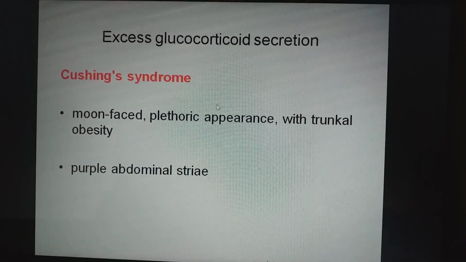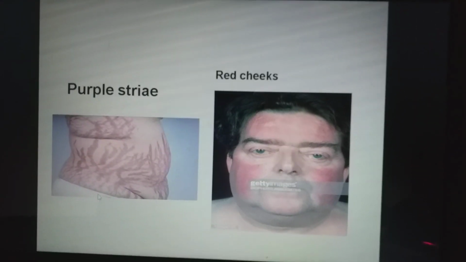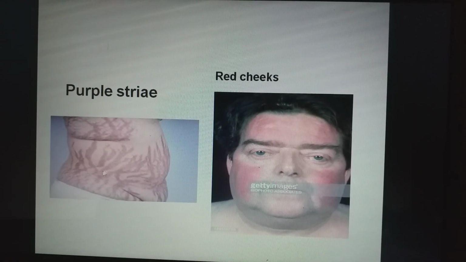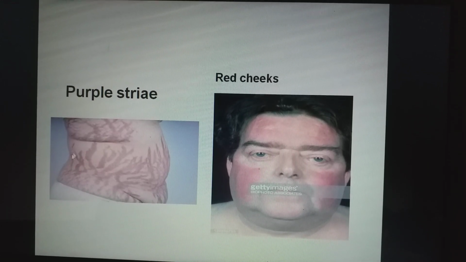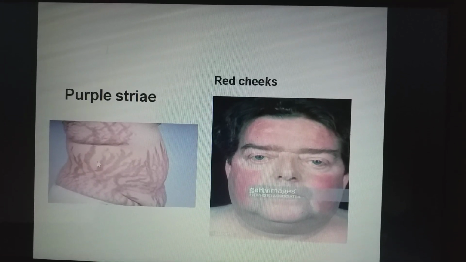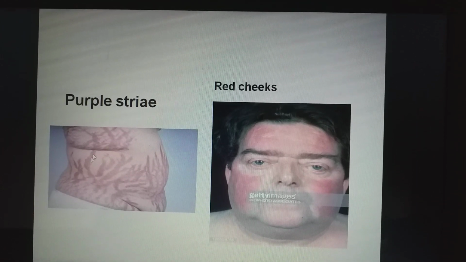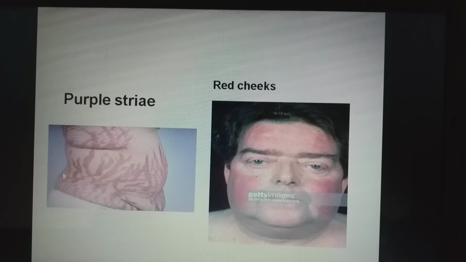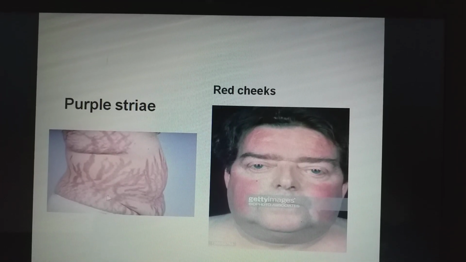In addition to that, the patient can get purple abdominal striae. How? You can see there are purple striations over the abdomen. It is due to the increased protein catabolism, right? When protein catabolism happens in the skin, it becomes very thin and its stretchability increases. Therefore, you can see the striation like that, right? Not only that, you can even see thin skin areas, therefore there's redness.